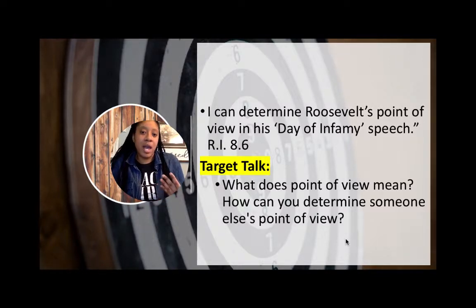So how this would look, one of them would read the learning objective, and then I would say to them, okay, you all, time for target talk. I need you all to turn and talk to a peer, and explain, what does point of view mean? I give them a minute, and then they turn and talk about what is point of view. Then I will say, okay, turn and talk to your group again, and talk about how you can determine someone else's point of view.